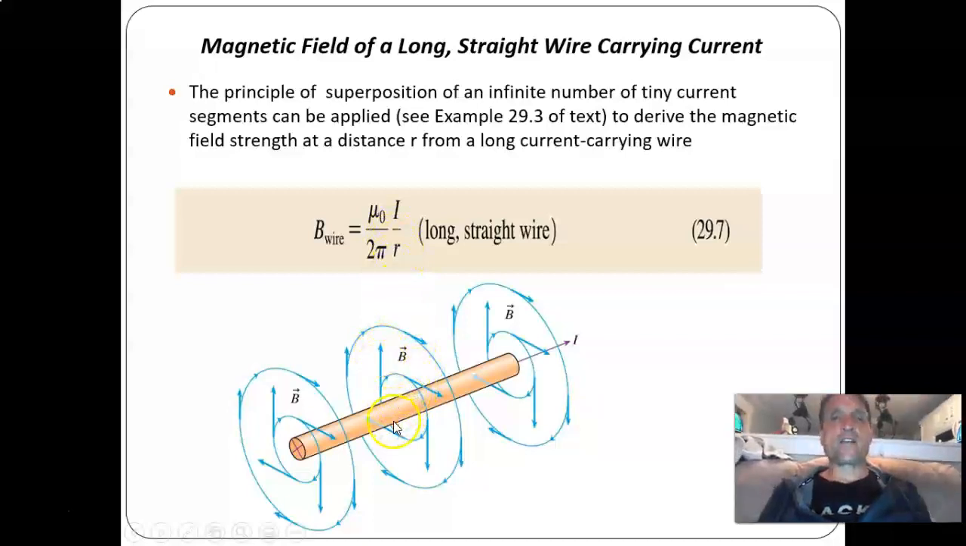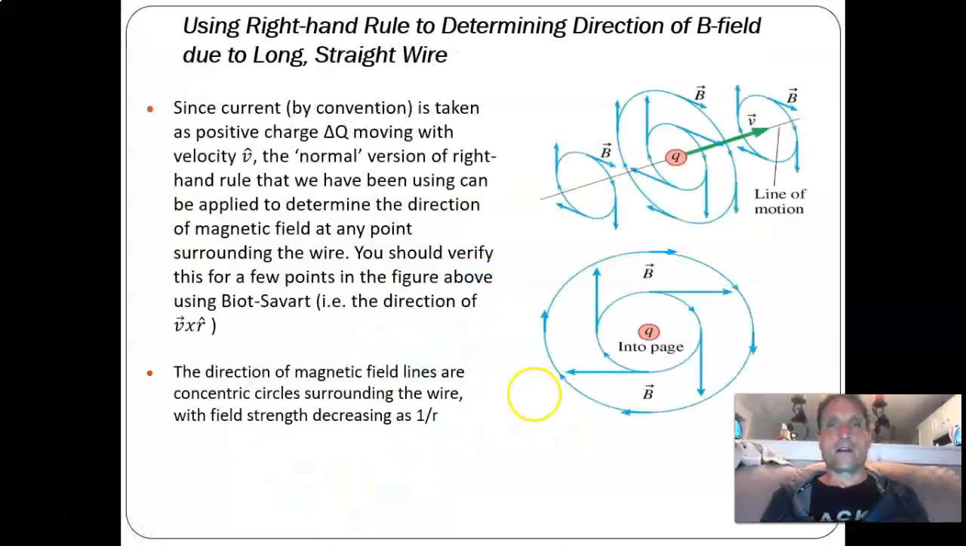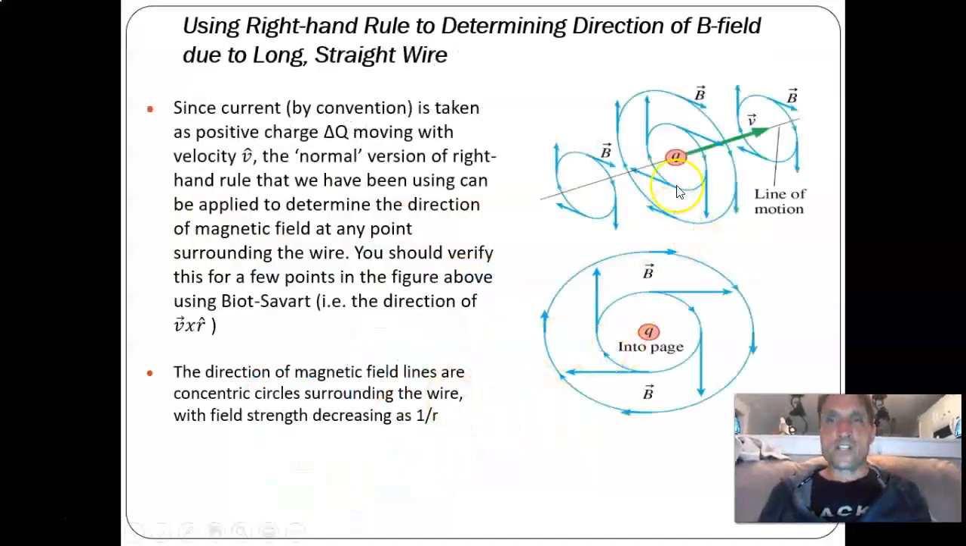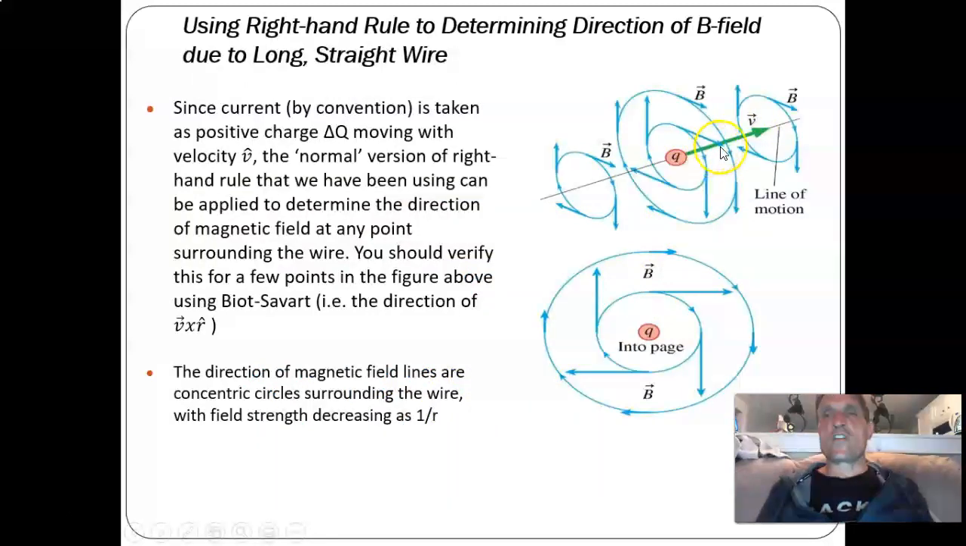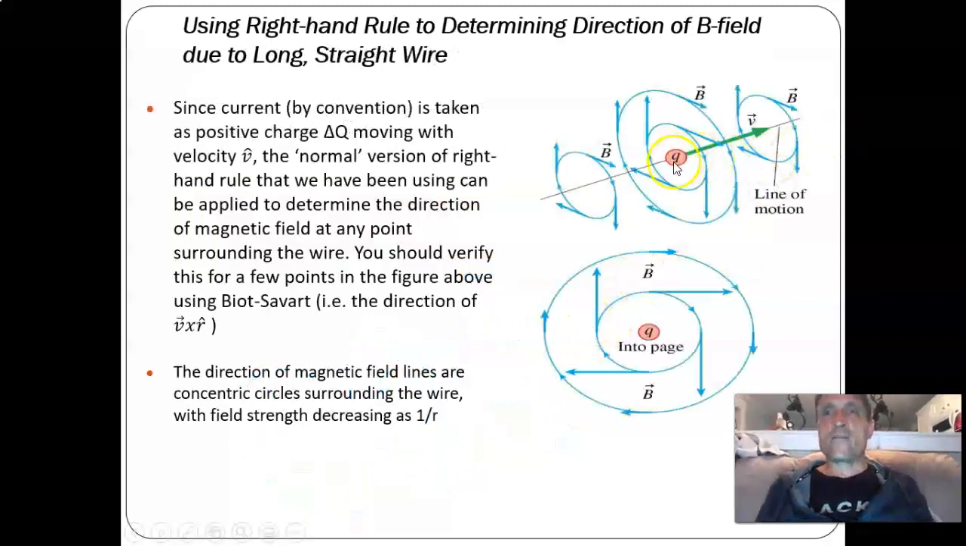Okay. Now to get the direction, we can apply the right-hand rule. Since by definition the current is in the direction of positive charge movement, and we have the charges moving, the current is to the right. The current right here is going to the right. The velocity of these positive charges is to the right. And so let's try an example here using the right-hand rule.